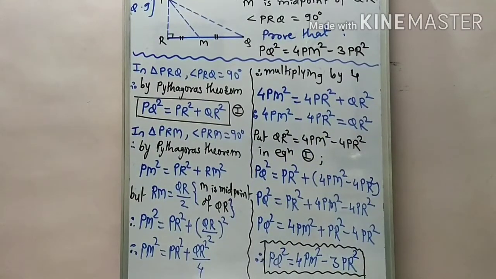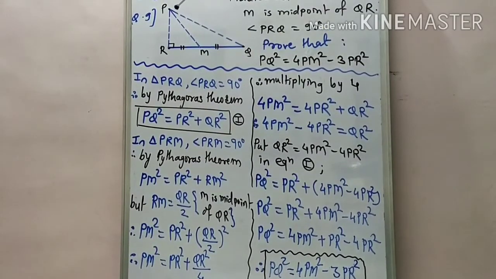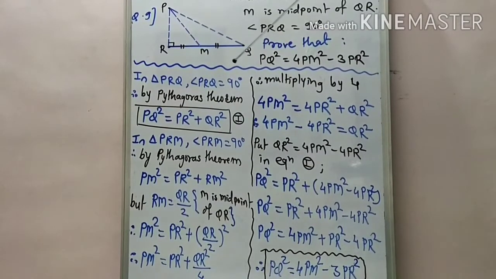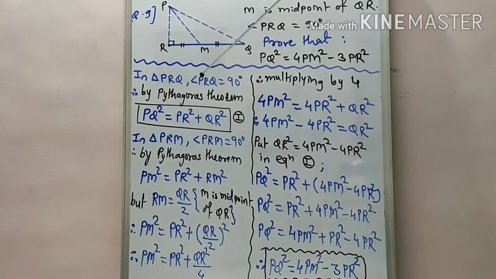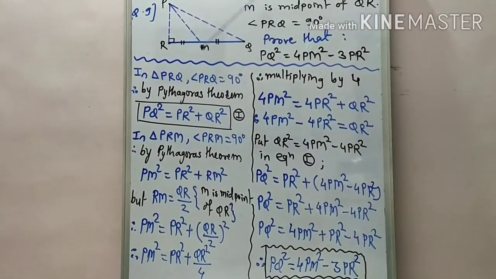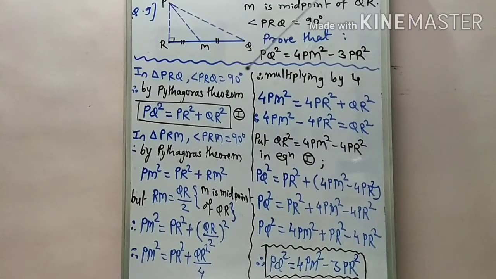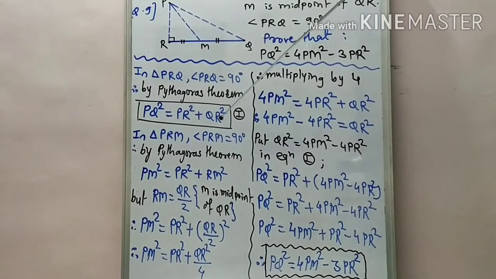So like this we write down those steps. First we select this right angle triangle PRQ, where angle PRQ is 90 degrees. So by Pythagoras theorem, first we form PQ square, the left hand side part, as equal to PR square plus QR square. And now to replace this QR square, again we use Pythagoras theorem with triangle PRM, as angle PRM is 90 degrees.